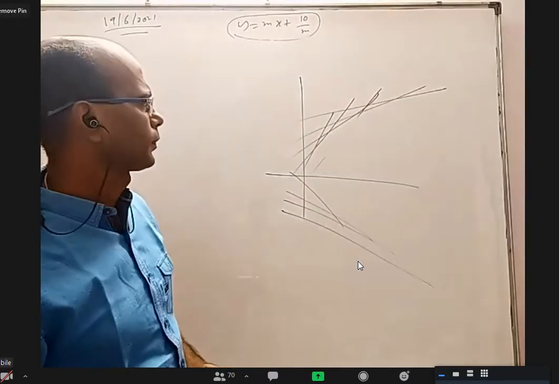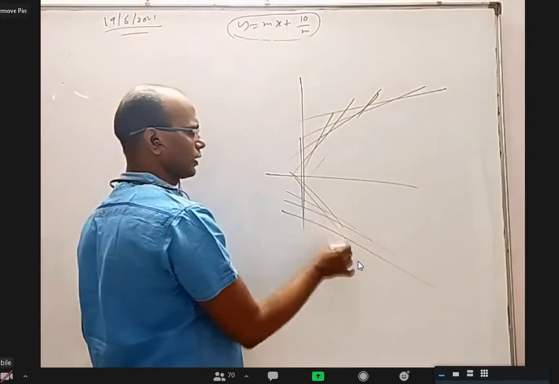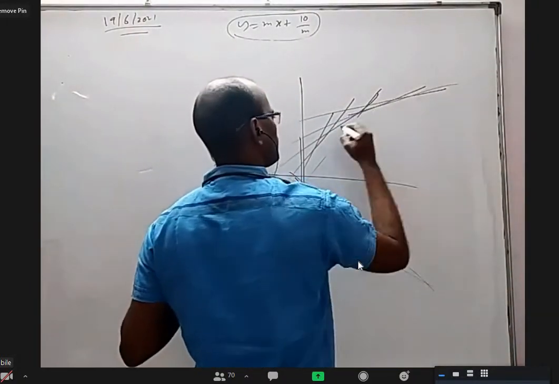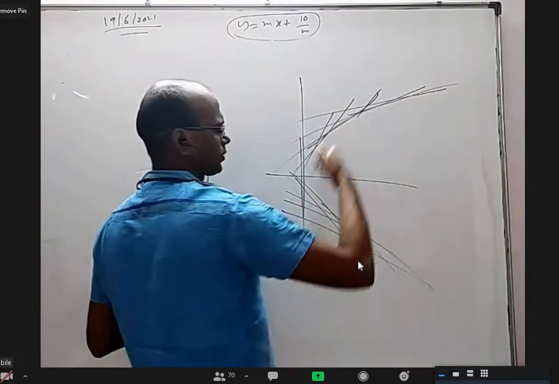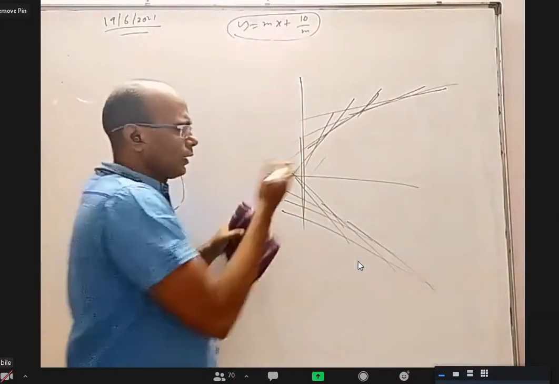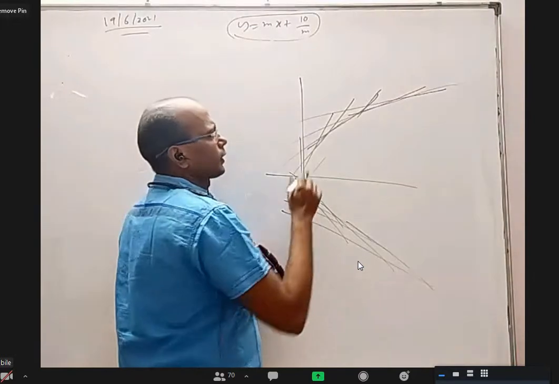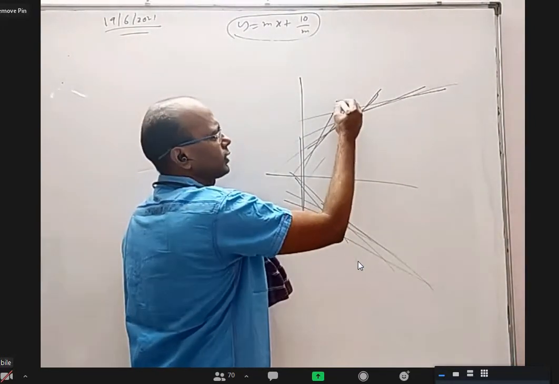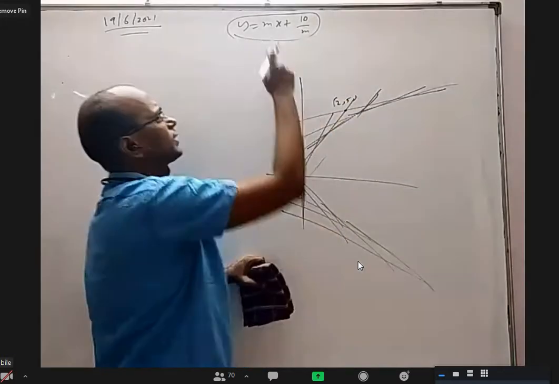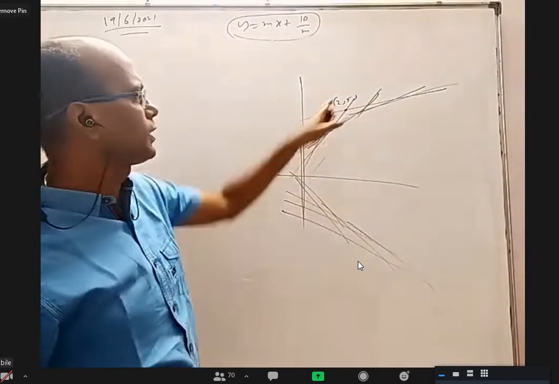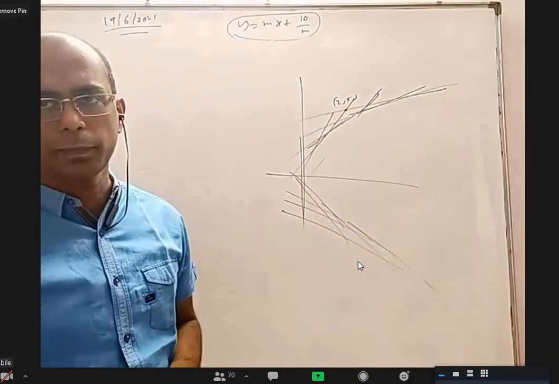Yes, sir. If we draw more finely, if you take different m values and try to draw, you will find there is some curve touching all of them. How to find that curve? Let's say I don't even know that curve. If I take some point here, some 2, 5 or something like this, and substitute it, among this family of lines, how many lines should pass through 2, 5?